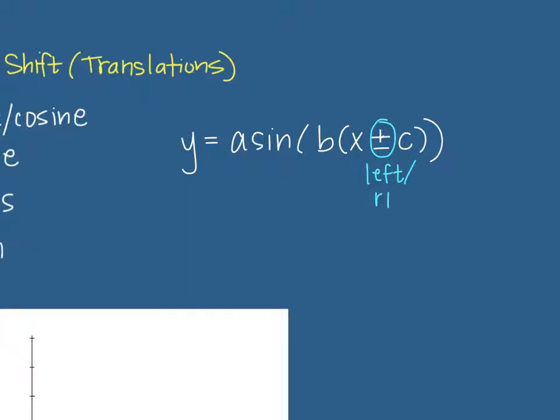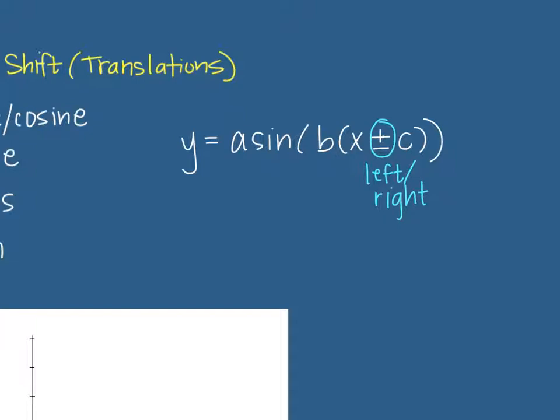or right. Now remember, when we learn how to do graphing, if it's inside parentheses, that's the thing that goes left or right. But it's opposite of what you might intuitively think. The plus things always move it to the left. So that was for parabolas, for square roots, for logarithms, for all the graphs we've learned. Plus in the parentheses means it goes to the left. Minus in the parentheses means it goes to the right.